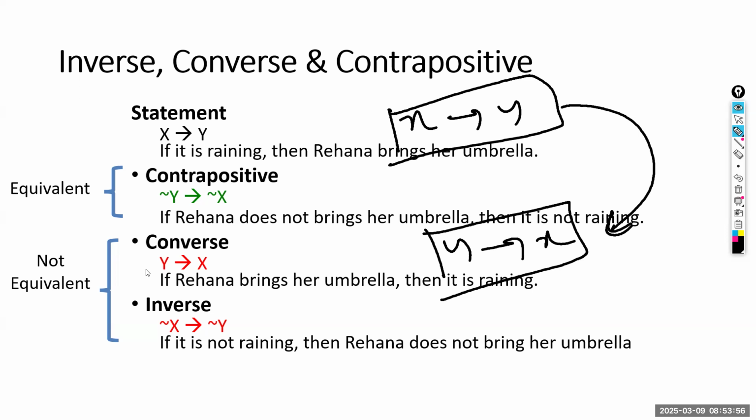Because this statement has no relation to this statement. I'll give you an example, right?